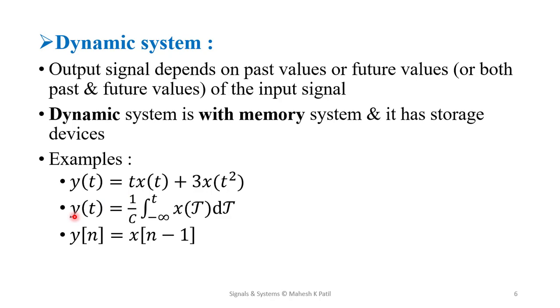Again, you can observe this second example equation here. y of t is equal to 1 by c integration from minus infinity to t of x of t dt. You can consider this for the capacitor. For that capacitor, we can write v of t equal to 1 by c integration from minus infinity to infinity of i of t dt. Likewise, you can write the equations for a dynamic system or a system having memory.